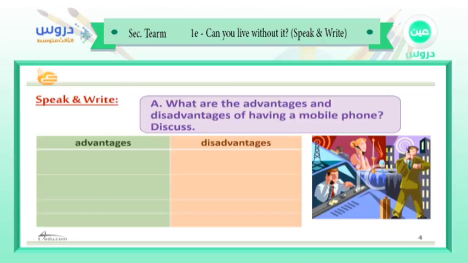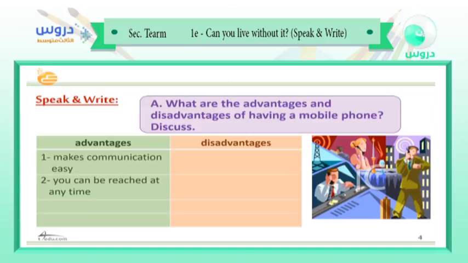So let's see. Number one, it makes communication easy. Very good. It makes communication easy. I could talk to anybody at any time. It's just the press of a button. Okay. Number two, you can be reached at any time. Anytime I want to talk to anybody, I could just dial his number and contact him. Okay. Number three, its convenient size. It's portable. You can carry it in your pocket at any time.